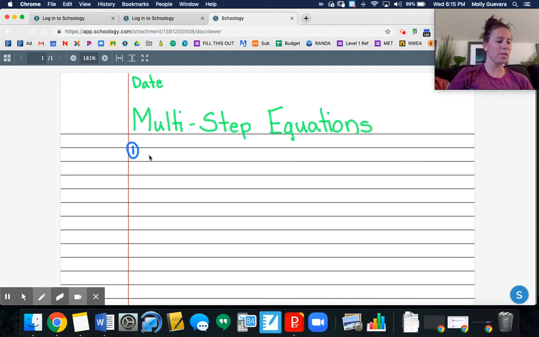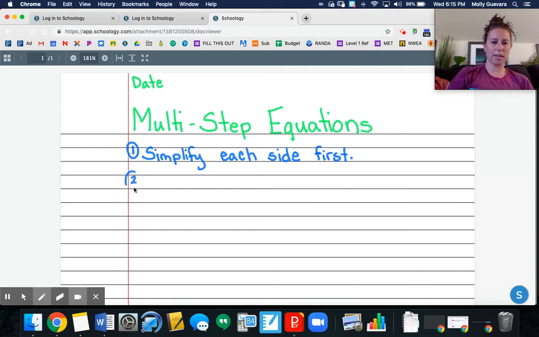So the first step is to simplify each side first. So do everything you can on each side first. So combine like terms, anything like that. Distribute, anything that you can do. You're going to simplify each side of the equal sign first.